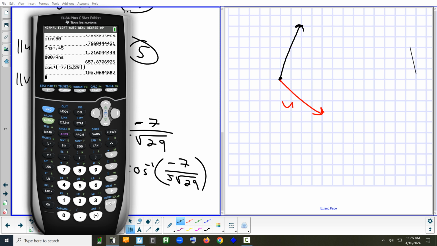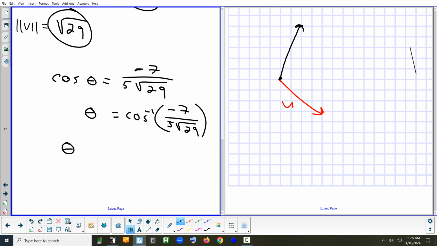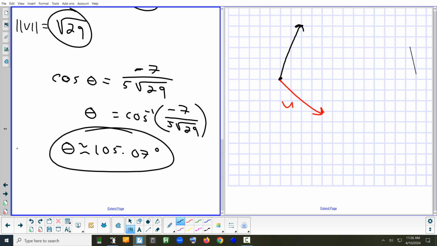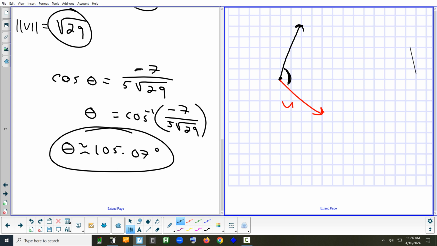Yeah, it seems reasonable. We thought it was about 100 degrees, and it says it's 105.07. I would say 2 decimal places for this is pretty good. 105.07 degrees. Okay, so when we're finding the angle between 2 vectors, it's always the angle inside them. If you wanted the one outside, well, you could just subtract from 360 to get that. But we're focusing on the angle that's between them. So the angle that we're going to be calculating is always 180 or less.